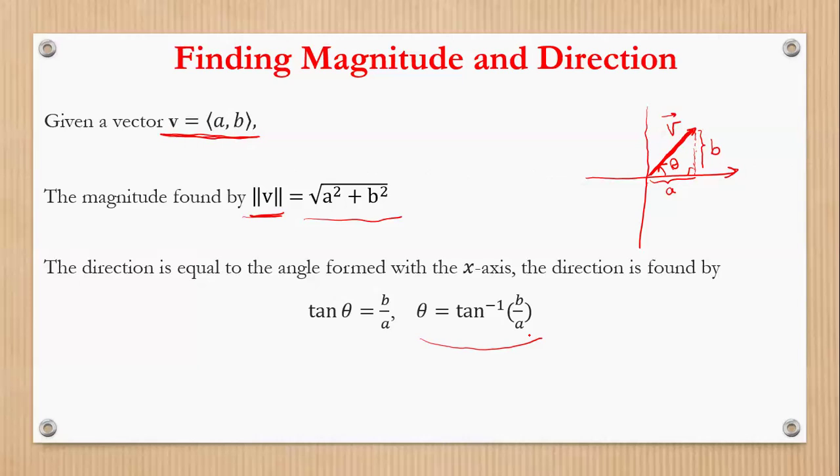So by using the tangent inverse, we can find the angle or the direction of the vector. And by using the Pythagorean theorem, we can find the magnitude of the vector.